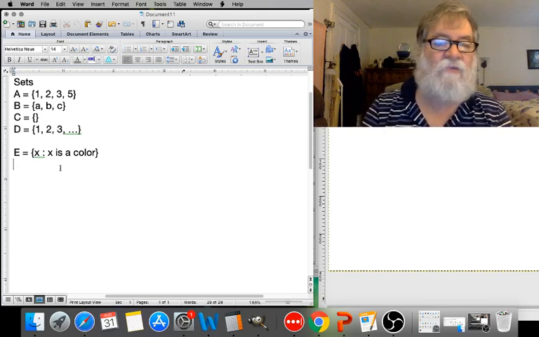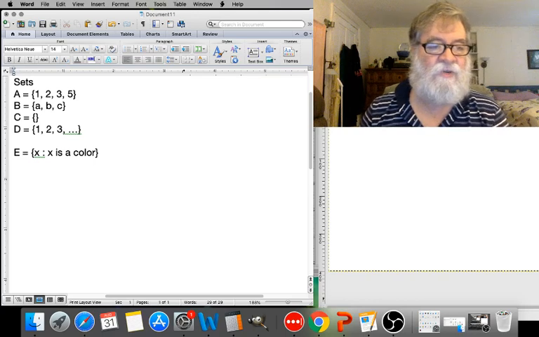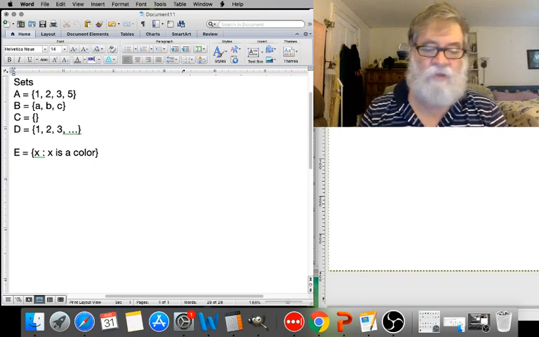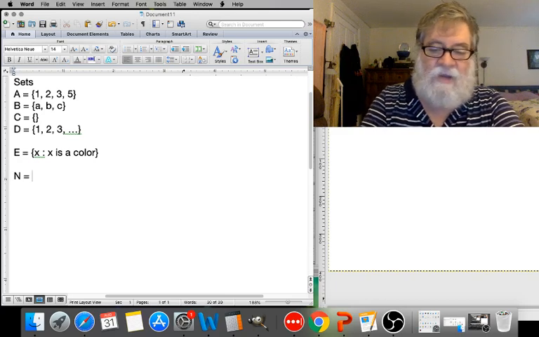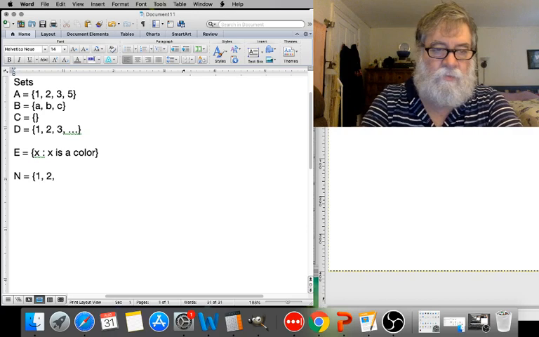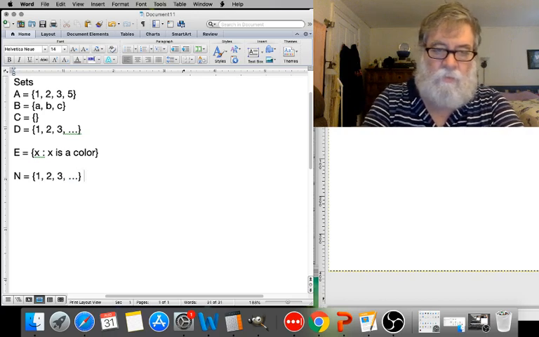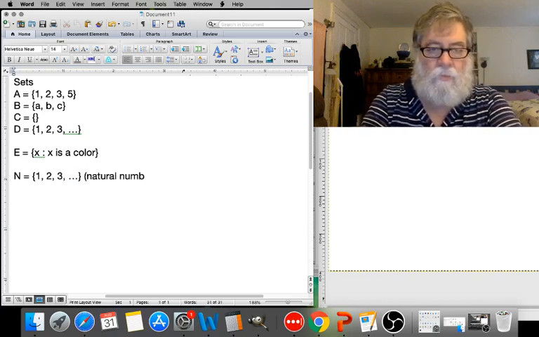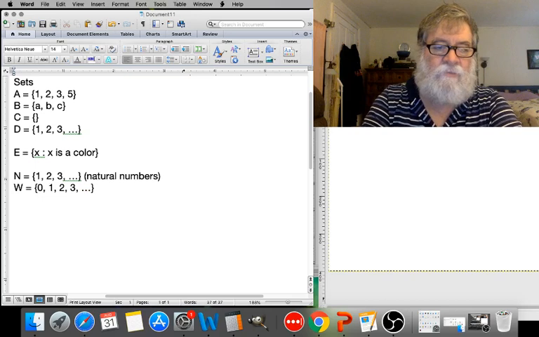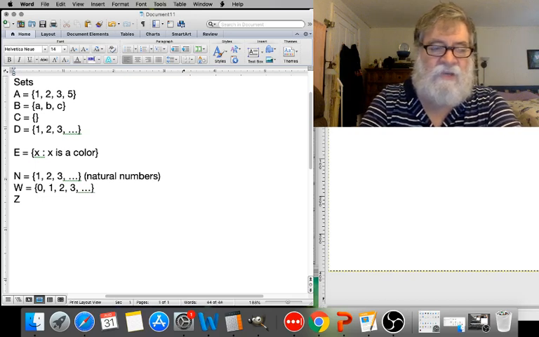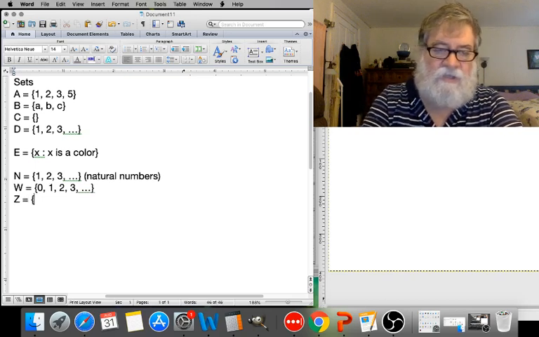There are several famous infinite sets that math uses all across the board. I'm sure you've heard of them. Let me just mention them to you. The first one is N, the natural numbers, and it's this set. The second one is W, which is the whole numbers. It's the same set but with a 0 in it. The third one is Z, which is the integers. It's the same set but with negatives included.